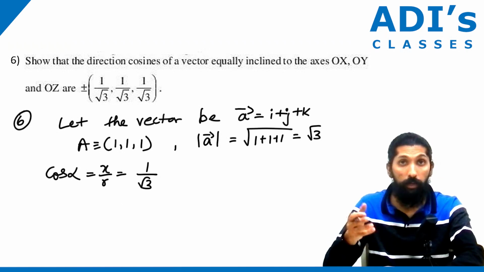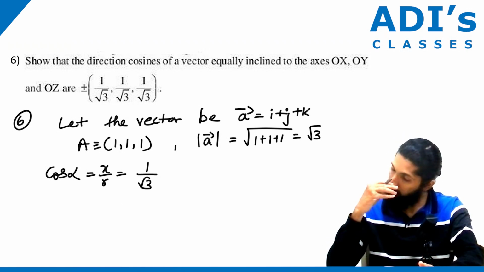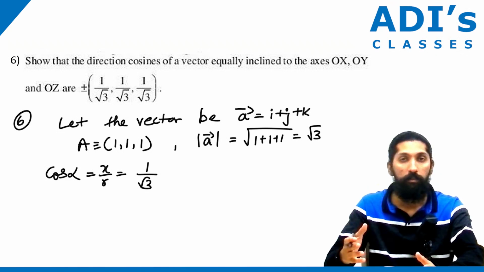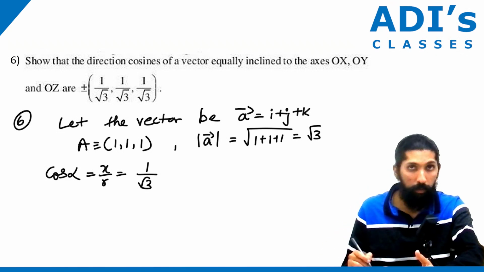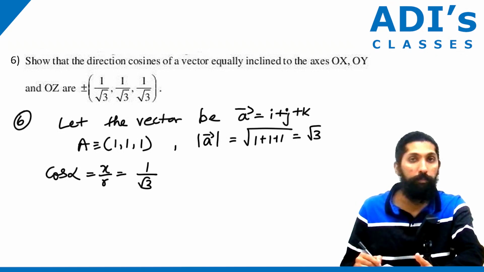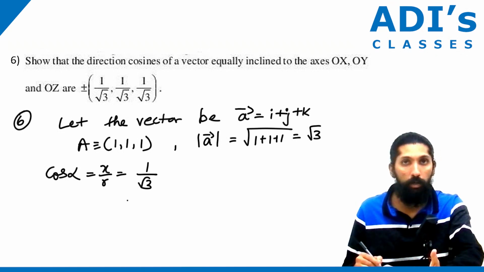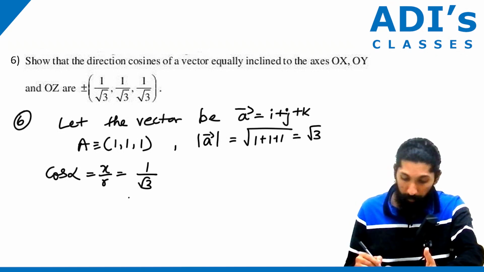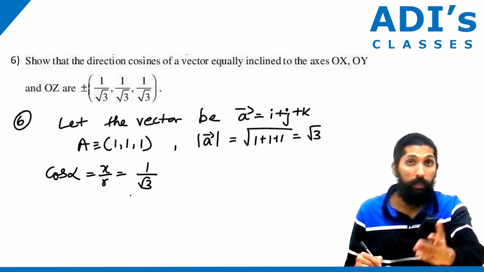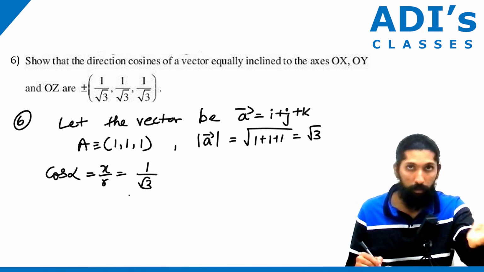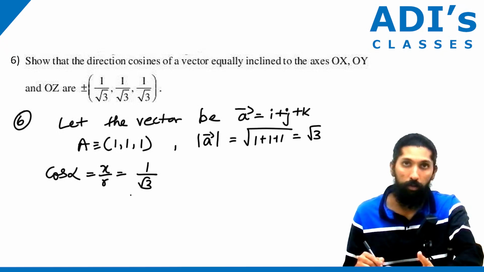And what is cos alpha? L, correct? L is equal to x divided by r. That means we got L as 1 by root 3. Same thing happens with cos beta and cos gamma also, isn't it? But we also have that plus or minus. The plus or minus is because we can have 45 degrees in the anti-clockwise, 45 degrees in the clockwise.